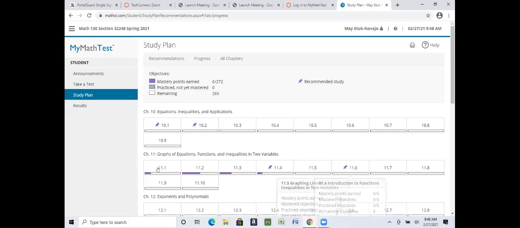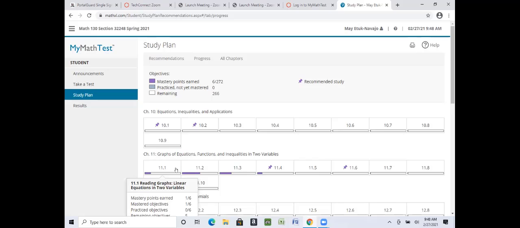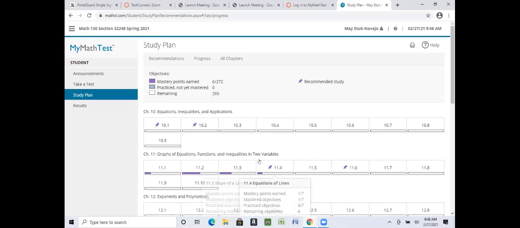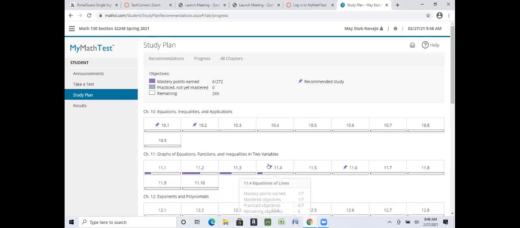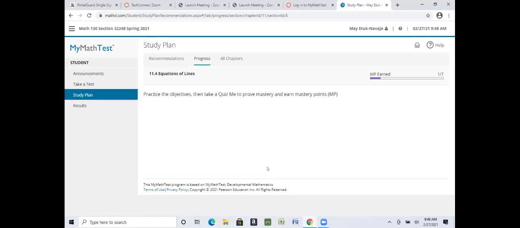There's a pin next to each of those types of problems that you did wrong. So you also have to take a look at 11.1. Actually, it's not done yet, but there are 2 pins here. You see these 2 pins? This means that you want to pay attention to those. Also for 10.1 and 10.2, you see a pin. But let's go to 11.4 and see what we got here.